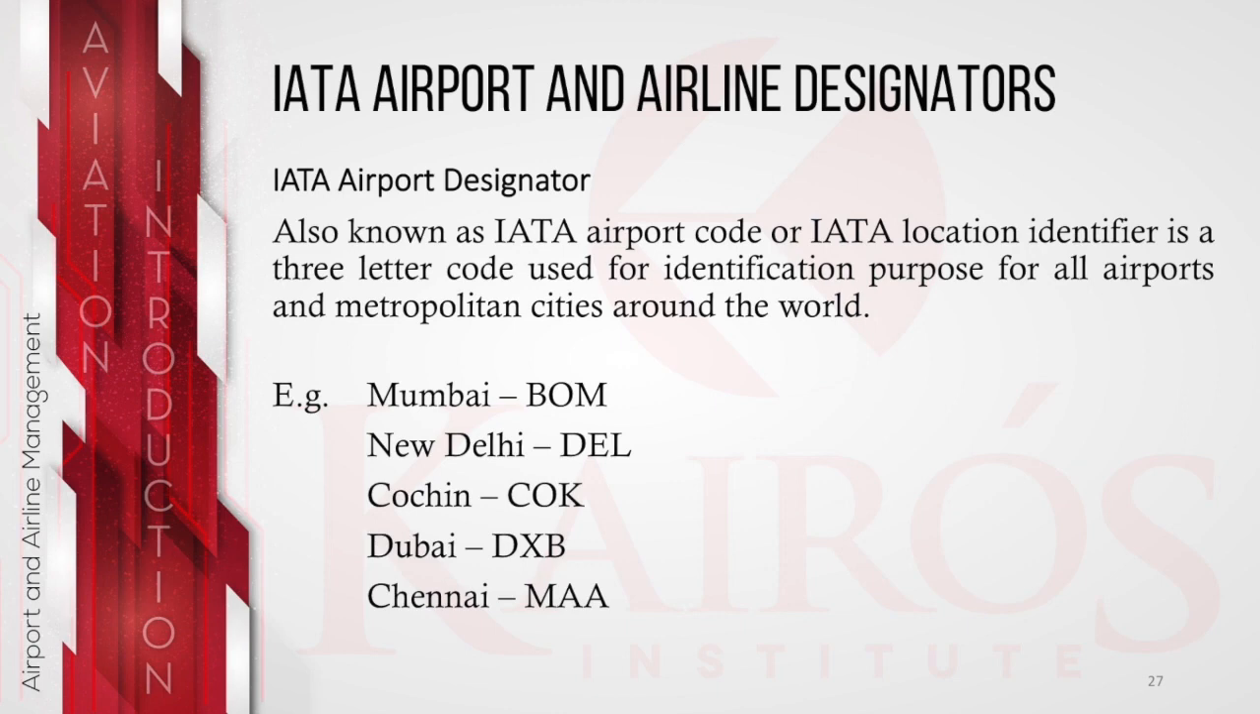IATA Airport and Airline Designators. IATA Airport Designator, also known as IATA Airport Code or IATA Location Identifier, is a three-letter code used for identification purposes for all airports and metropolitan cities around the world. Example, Mumbai, BOM, New Delhi, DEL, Cochin, COK, Dubai, DXB, Chennai, MAA.